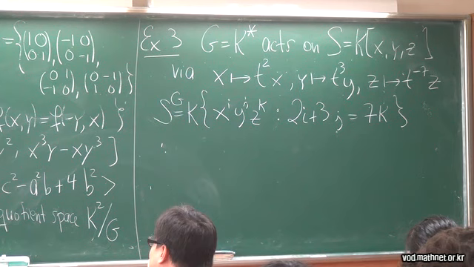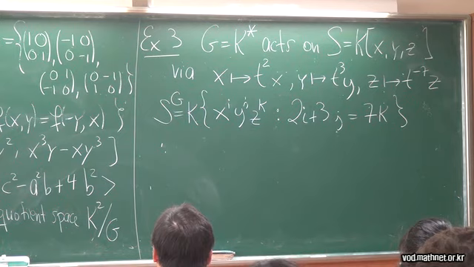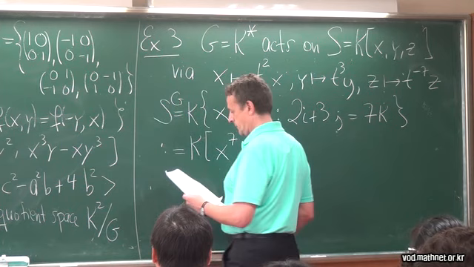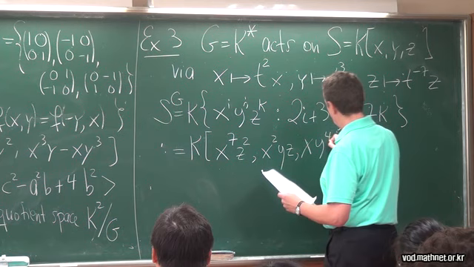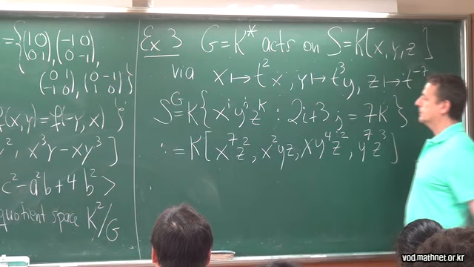I'm lying a little bit. They had some issues with 0. So we want to solve this equation among non-negative integers. And there are four basic solutions, so we can write them as x to the 7th z squared, x squared y z, x y to the fourth z squared, and y to the seventh z cubed. Okay, so those are the generators.